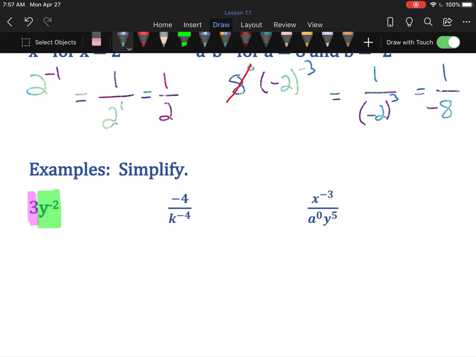So when we go to move around the things with negative exponents, only the y to the negative 2 moves. The 3 stays exactly where it was. So the 3 gets to stay where it is. The y to the negative 2 has to move to the denominator, and it becomes 3 over y squared.